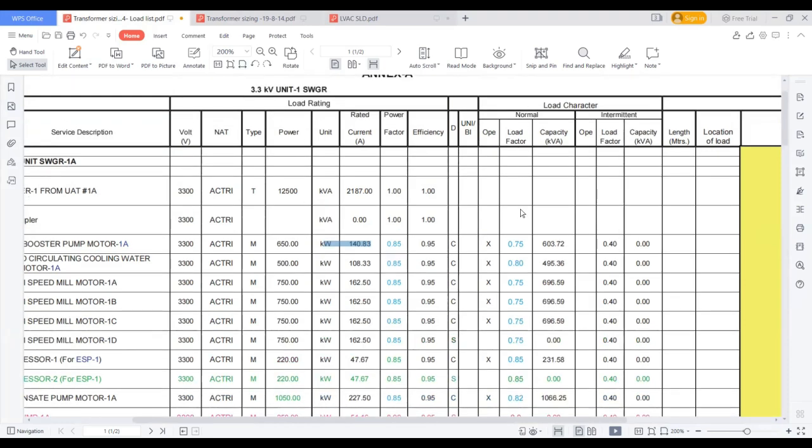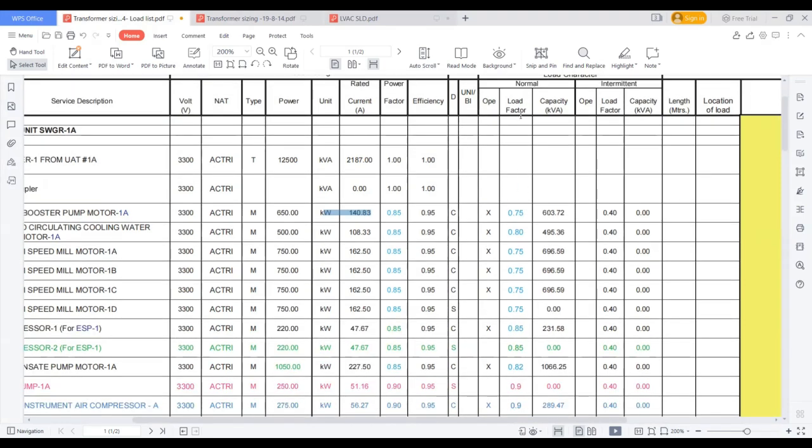But if you see the load factor, it is like the demand factor only. Demand as a load factor, which is 75. How did I get the 75? Based on the operation, maybe it is loading 75% of the 650, or maybe during the cycle it is only occurring 75% of the period. Two cases. Suppose I have a 650 kilowatt motor, but it is continuously loading only 75%. That is one way of thinking of 75%.